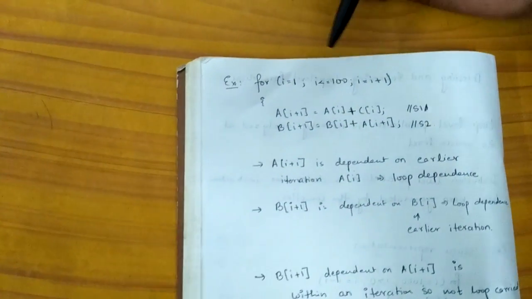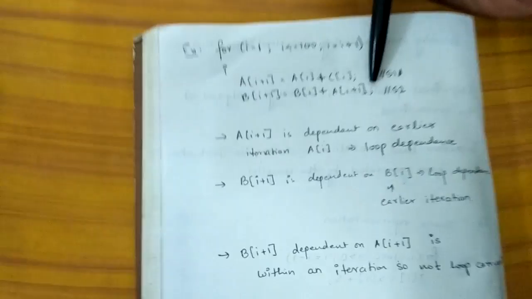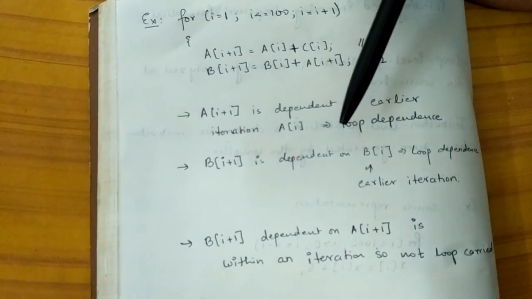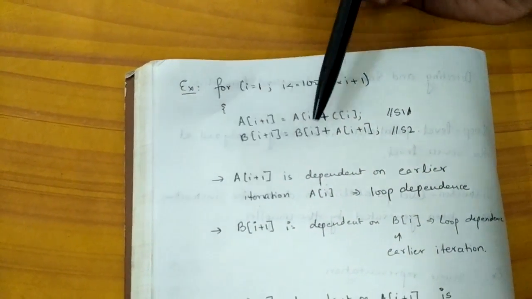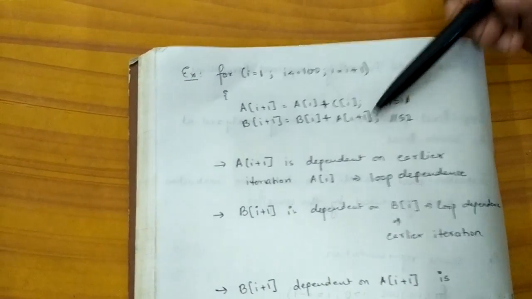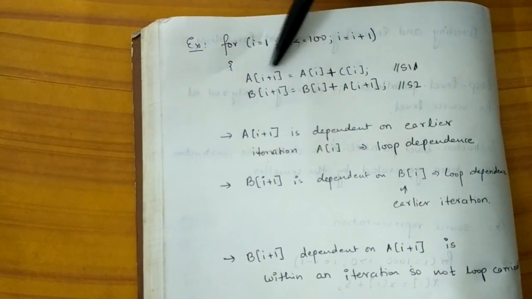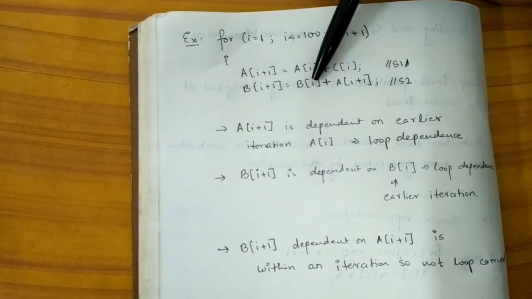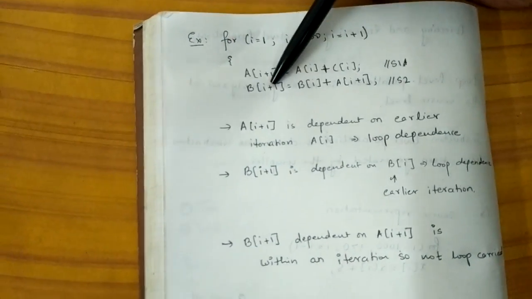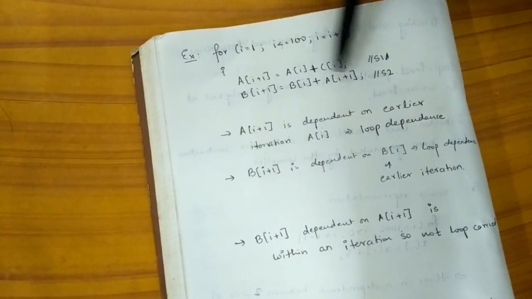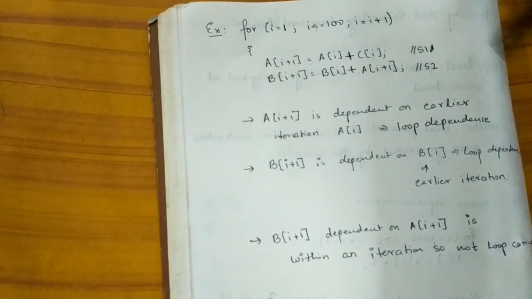This is a second example where a[i+1] is this and b[i+1] is this. There are three dependencies you can find. One is this and this, second is this and this, third is this and this. The first one is a loop carried dependence because there are two different iterations, i and i+1. Even the second one is a loop carried dependence because it is i and i+1. But the third one is not, because it has the same iteration. i+1 is here and i+1 is here.